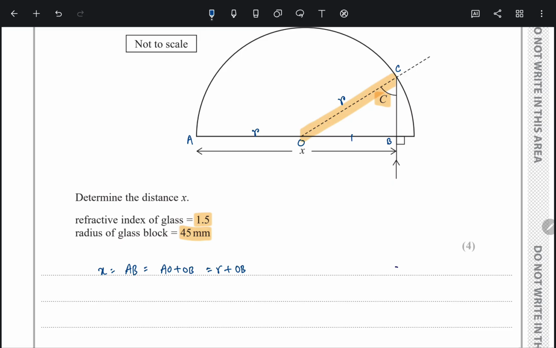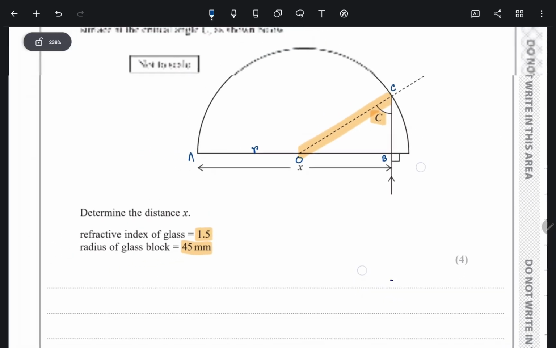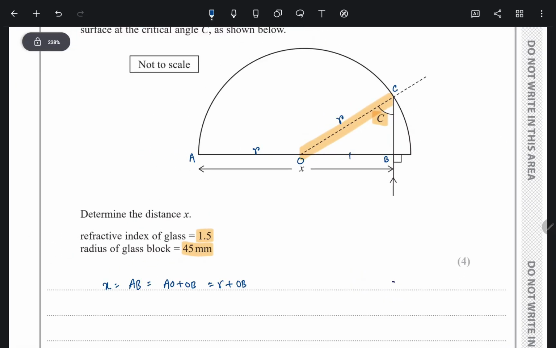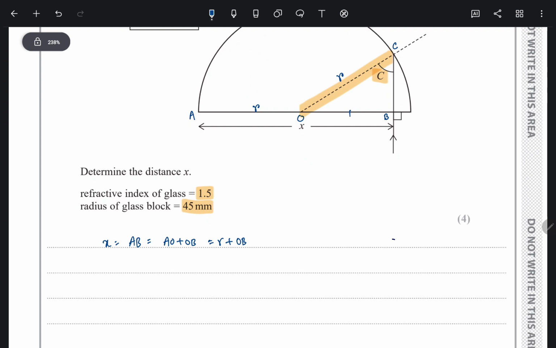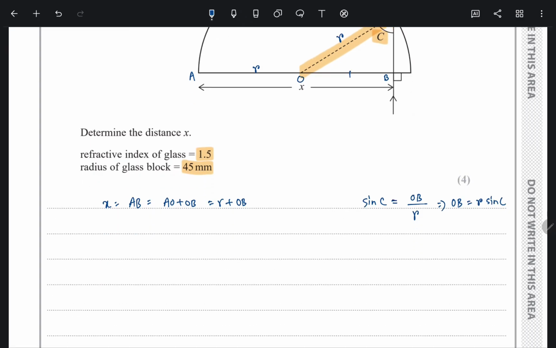And the angle of incidence is the critical angle given. So we can use sine theta. Sine C is equal to opposite by the hypotenuse. Opposite is OB and the hypotenuse is R. So OB is going to be R into sine C. And we know that sine C is going to be 1 by n, and that's R into 1 by 1.5. That's going to be our OB.